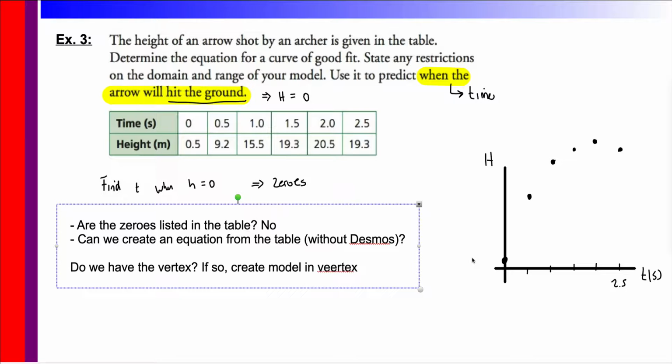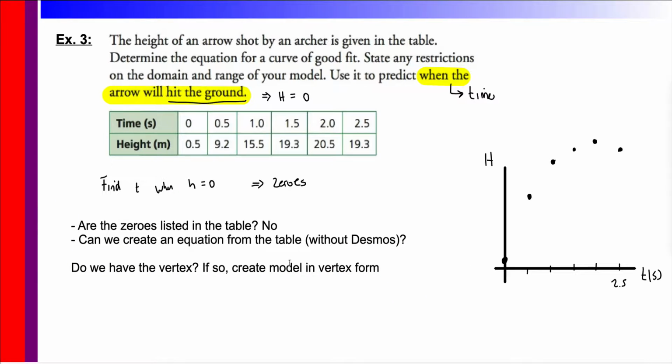Now, if we look at the table, we might think, okay, well then I'll just try to look for the largest height. Perhaps that automatically tells me what the vertex is. And so you might notice that if we look at the heights here, we go up to 20.5, and then of course we go back down. So this right here looks like the highest point from our table. But just to be clear, we can't be absolutely sure that this is the vertex.